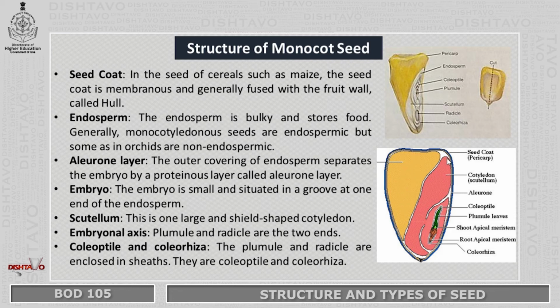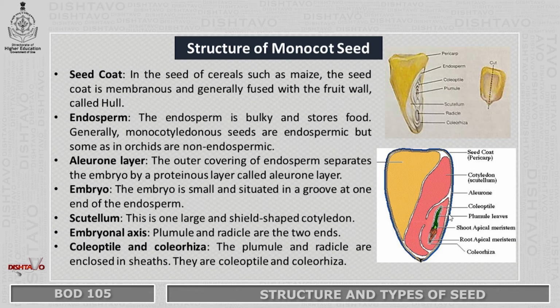The aleurone layer is the outer covering of the endosperm, which separates the embryo by a proteinaceous layer called the aleurone layer. And the embryo is the crucial part of the seed, which is small and is situated at the groove at the end of the endosperm. Now, this embryo comprises various organs or parts. The scutellum is one large and shield-shaped cotyledon. The embryonal axis consists of the plumule and the radicle and forms the two ends of the embryo.